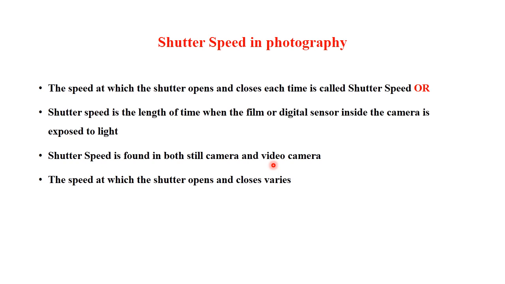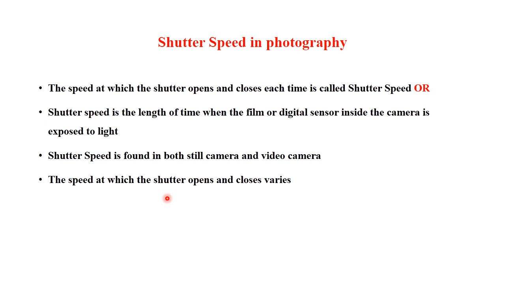And this is where we differentiate it from the shutter speed. Shutter is actually the door, and the speed at which this shutter opens and closes is called shutter speed. So we also came to know that shutter is found in still cameras and in video cameras, and throughout the world in all the cameras, whether it is a very professional camera, a professional camera, or a mediocre camera. So in all the cameras you will find a shutter, right? And then we say that the speed at which the shutter opens and closes varies.